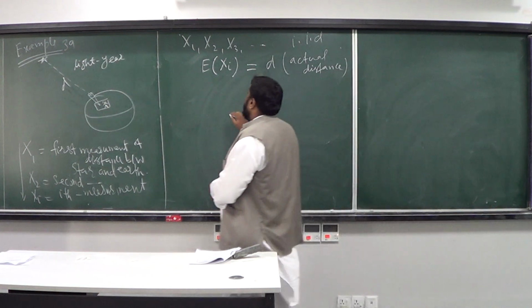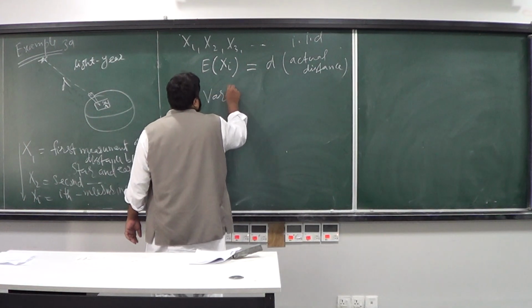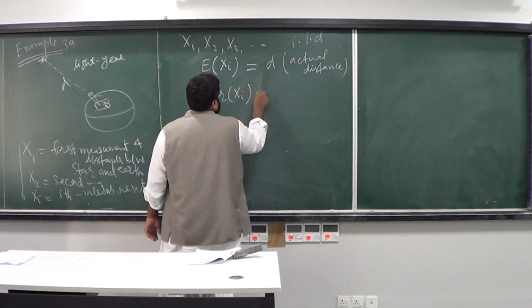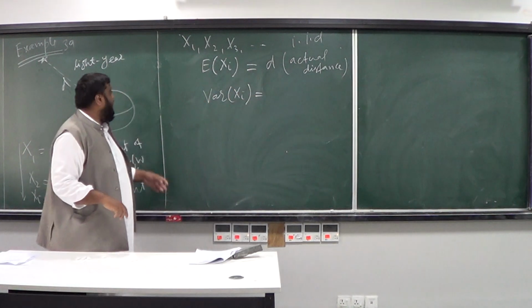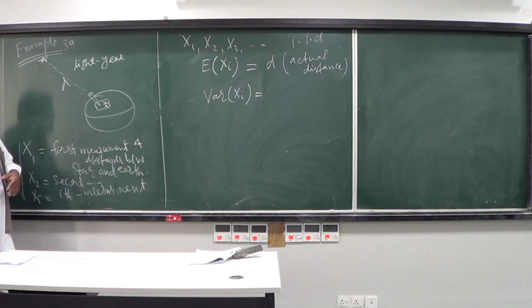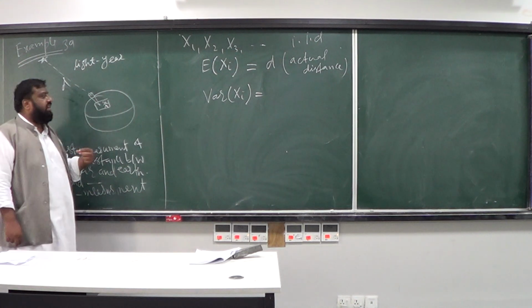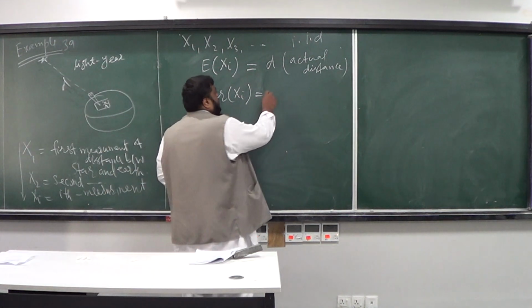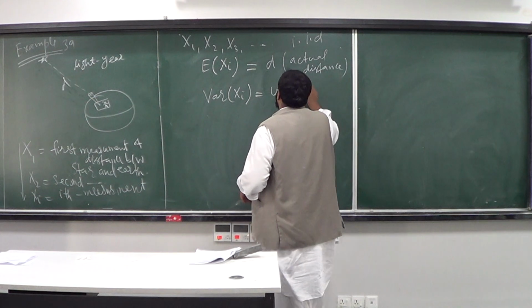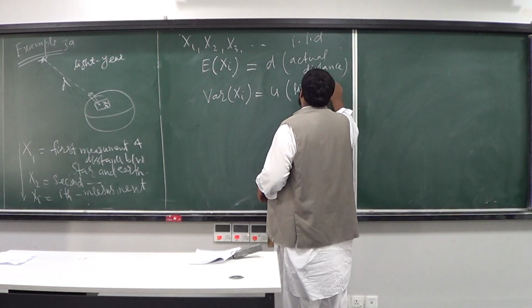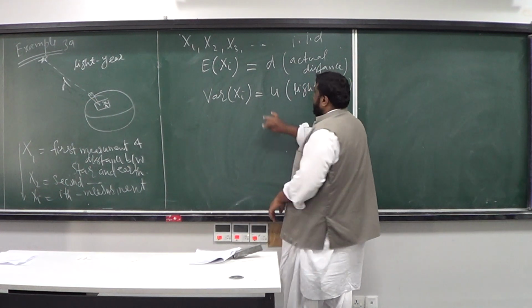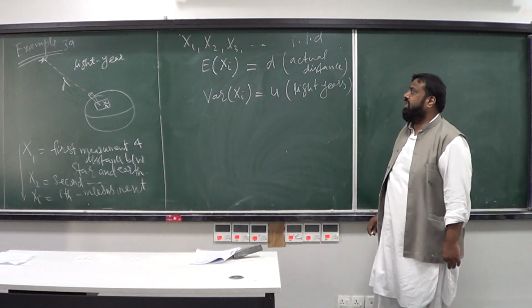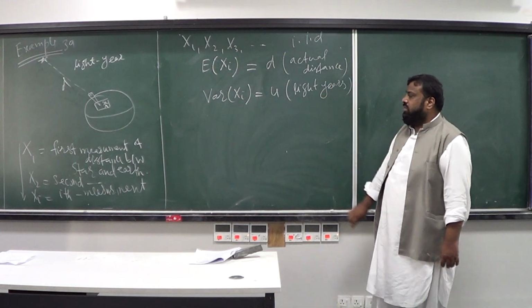He also assumes, based on his previous observations, that whenever he makes an observation, the variance in his observation of the distance between a star and the planet is usually 4 light years. So this is the piece of information that we have about these observations.